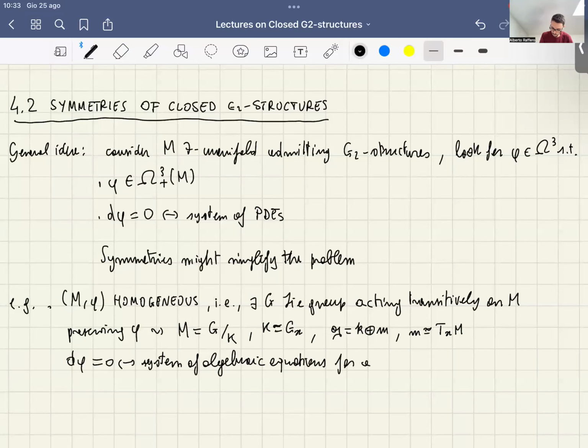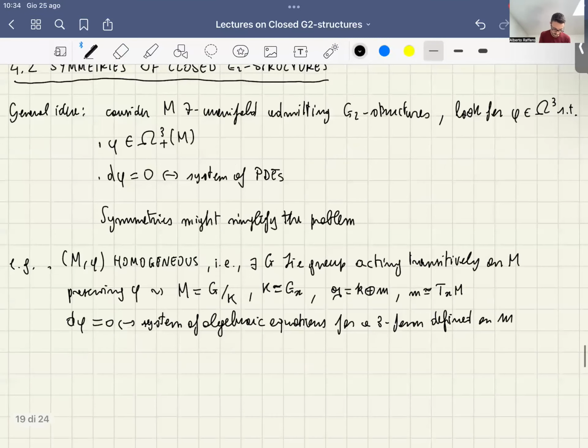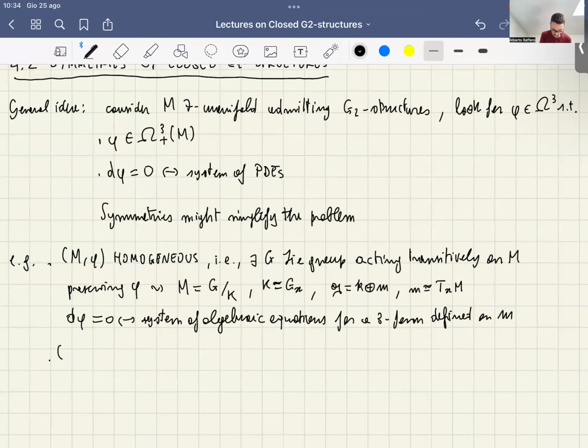for a 3-form defined on this vector space n, which is Ad K invariant. Another possibility that has been widely considered in the literature is the case where this manifold is of cohomogeneity 1.